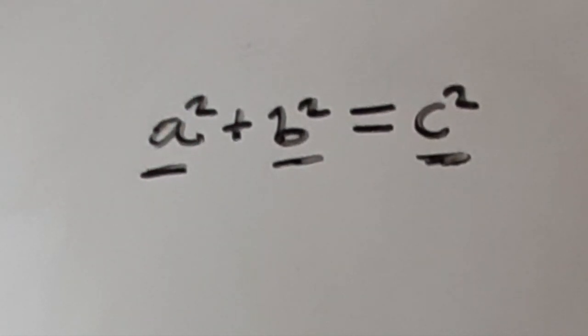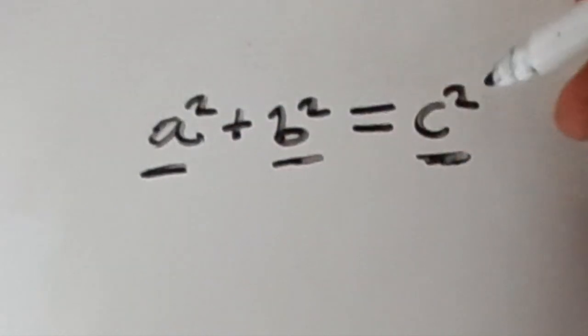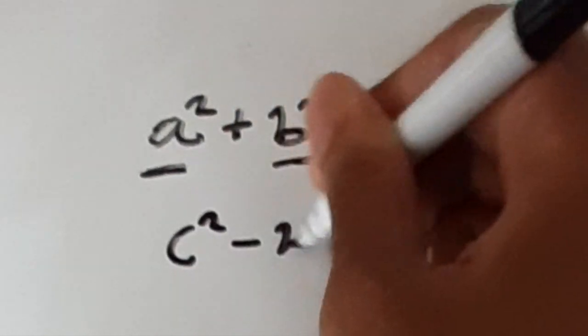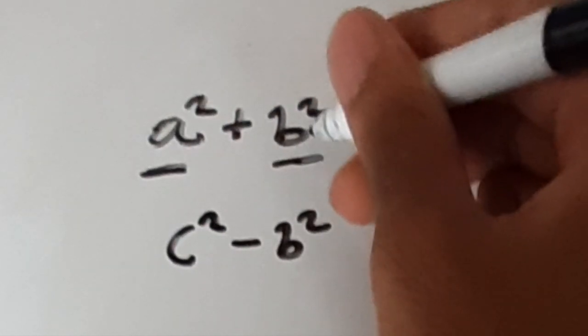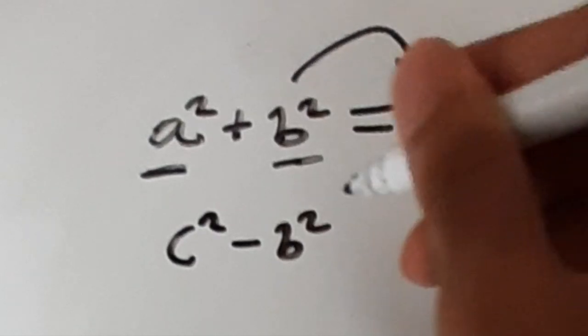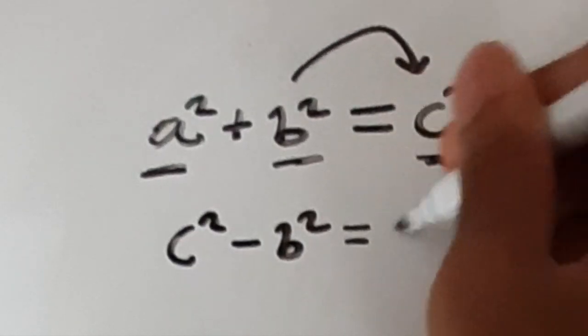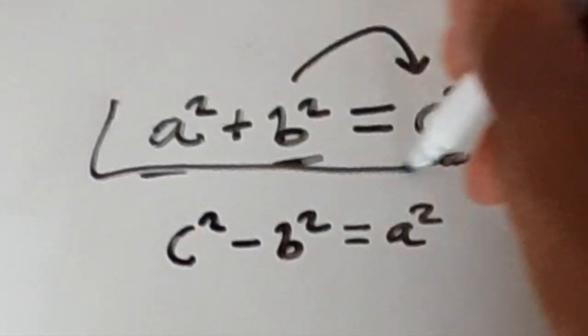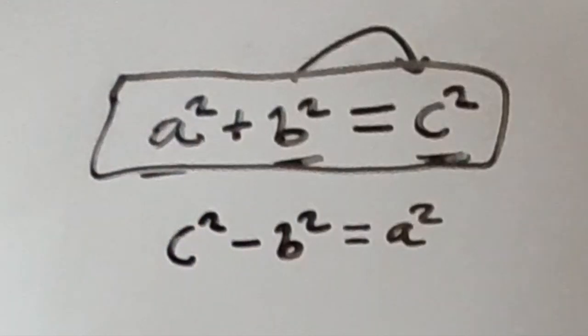This formula can also be rearranged to find any side of a triangle as long as you have two sides of either a, b or c. So for example, this formula can be rearranged to find a shorter side by doing c squared minus b squared. It's minus b squared because you take this over by minusing it across equals a squared. So that's another form of this standard formula for the Pythagoras' theorem.